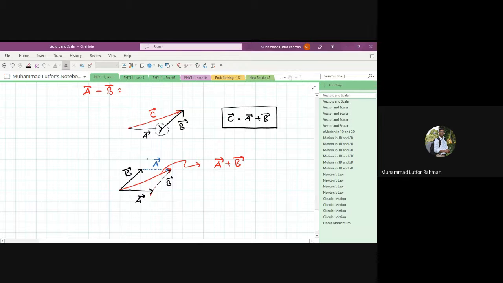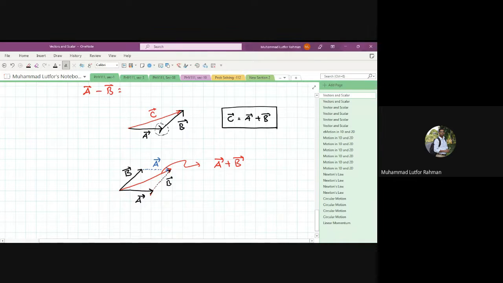You can also do that. But the condition is you cannot change the direction, the orientation, or the magnitude. It means that the vector will remain the same. It's not going to change.